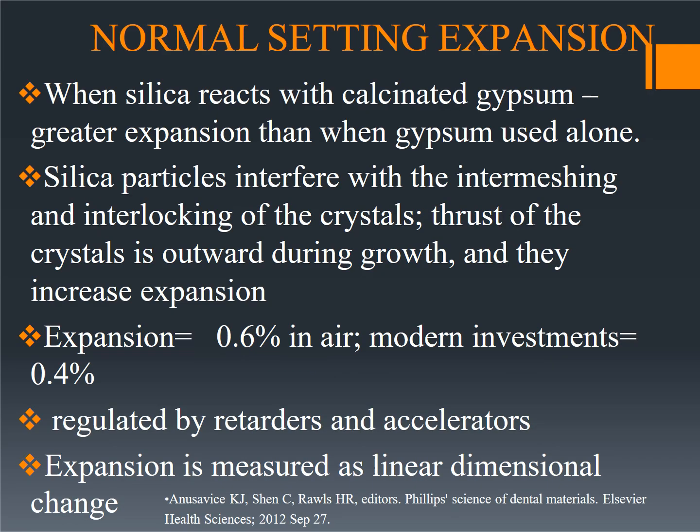Normal setting expansion: when silica reacts with calcined gypsum, there is greater expansion than when gypsum is used alone. Silica particles interfere with the intermeshing and interlocking of the crystals. Thrust of the crystals is outward during growth and they increase expansion. Expansion is 0.6% in air, and 0.4% for modern investments. Regulated by retarders and accelerators, expansion is measured as linear dimensional change.